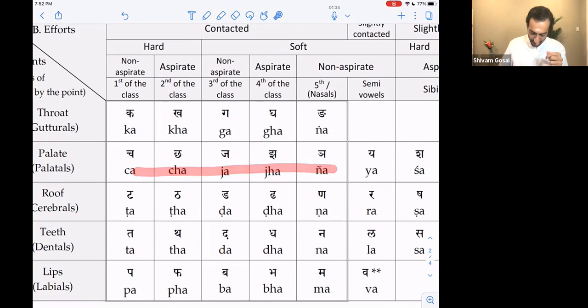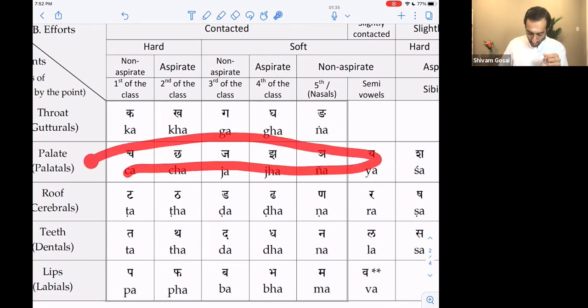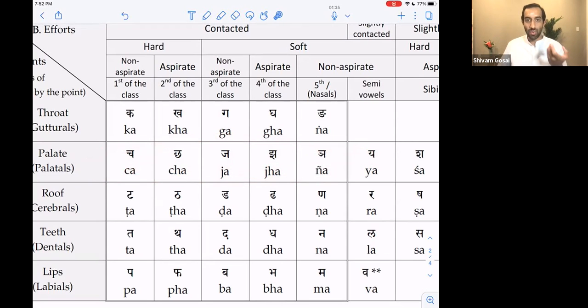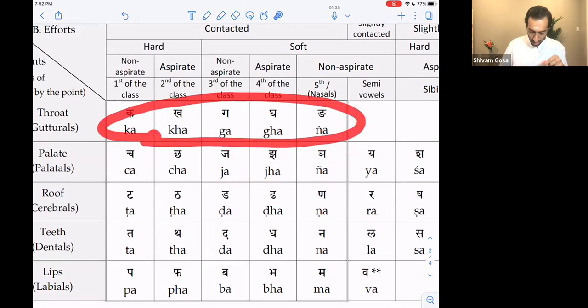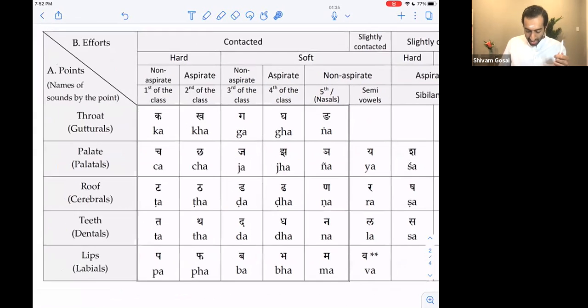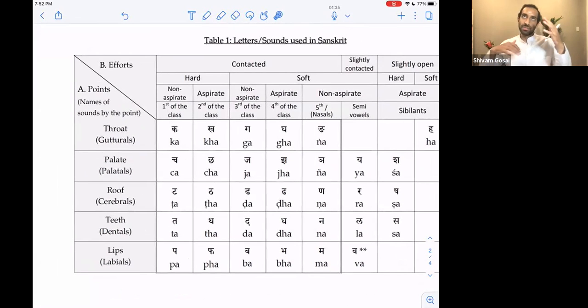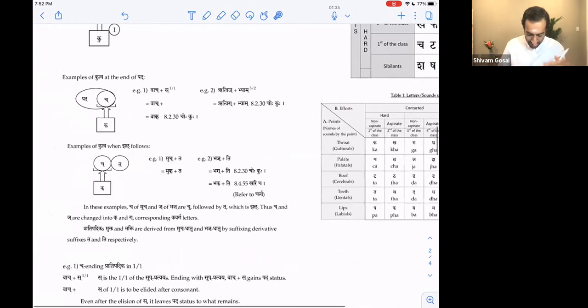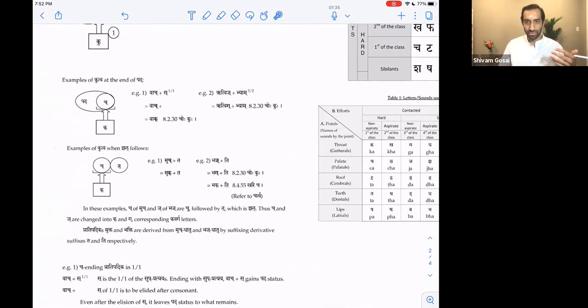Okay, so cha, chha, ja, jha, nga. When this chu is at the end of a word or a pada, then it gets replaced by ku. Ku is ka, kha, ga, gha, nga. And this part of the sutras is they go in order. So this will often, because it's 8-2-30, you'll get this before other sutras.